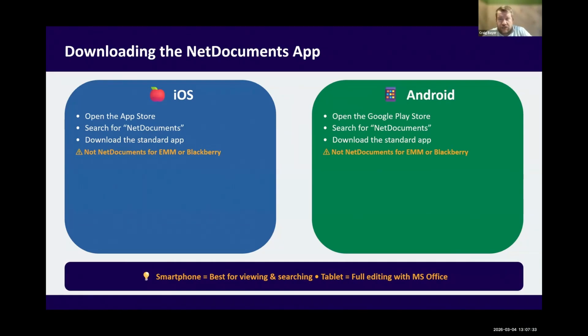I always get this question when people try to download the app, because when you go in there, there's a couple of NetDocs apps. You want the NetDocs app, okay? So open the App Store and search for NetDocs. This is iOS, same thing for Android. You do not want NetDocs for EMM or BlackBerry. You just want the regular NetDocs app to download onto your phone.